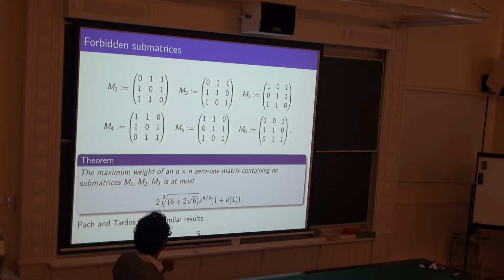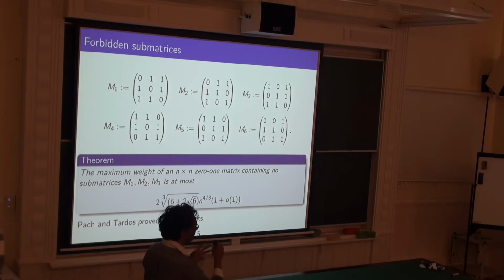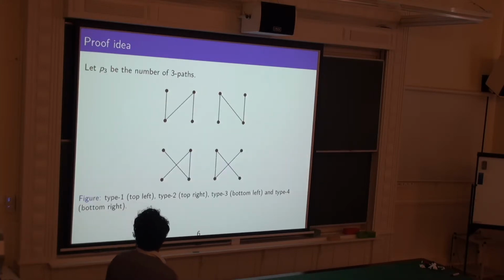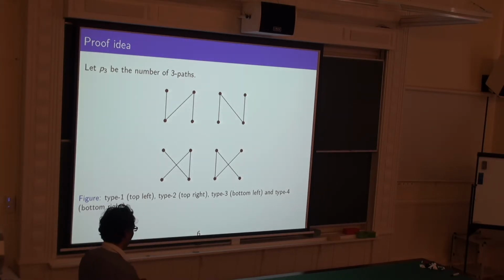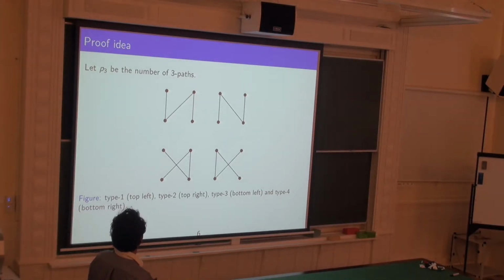But it is interesting that there you would need 4 patterns and a bunch of other patterns to get the same order of magnitude, but here only 3 are enough to get the n to the 4/3. So the proof idea is to count different kinds of 3 paths.